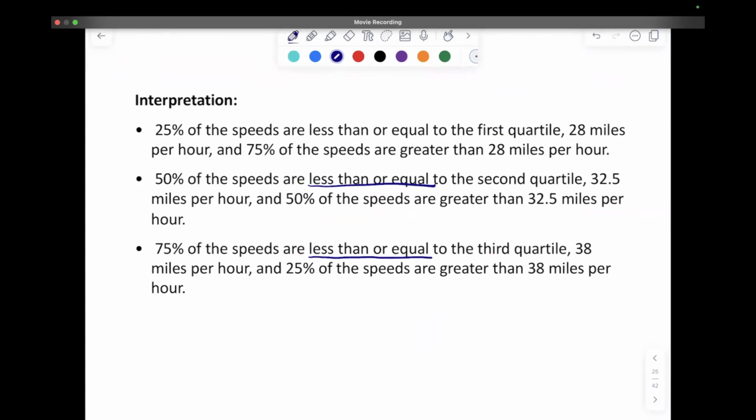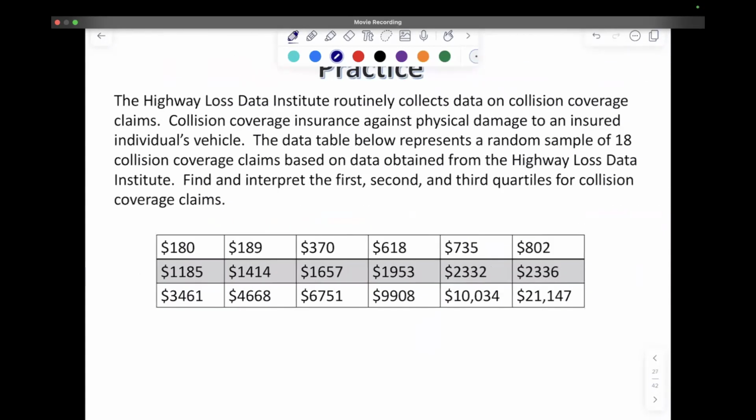Okay. All right. Once again, I put this in ascending order for you because I have a really hard time putting things in ascending order, so I tried to be nice. So the Highway Loss Data Institute collects data on collision coverage claims. So for insurance, in fact, that's where stats is used most: insurance claims.